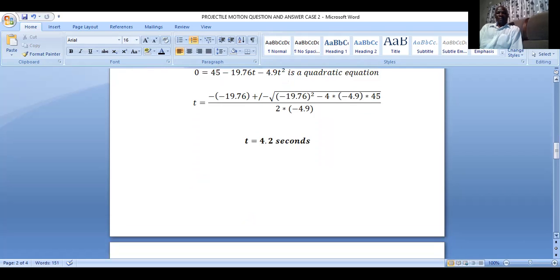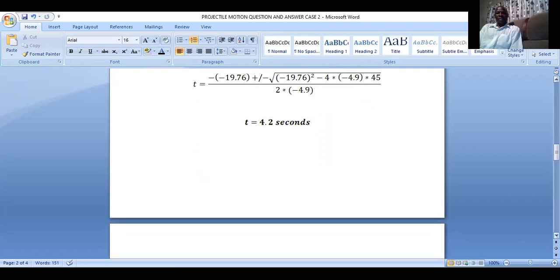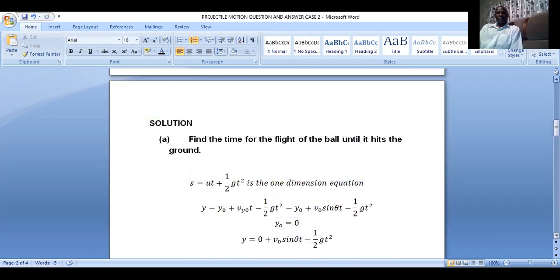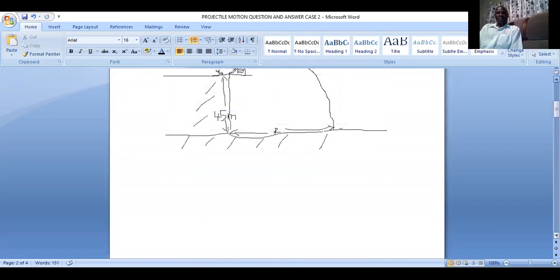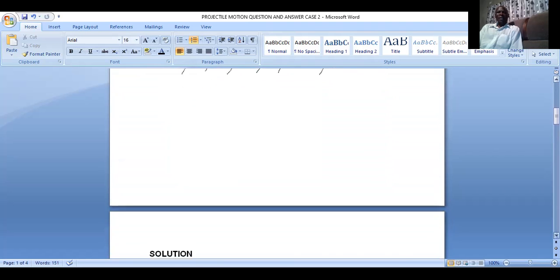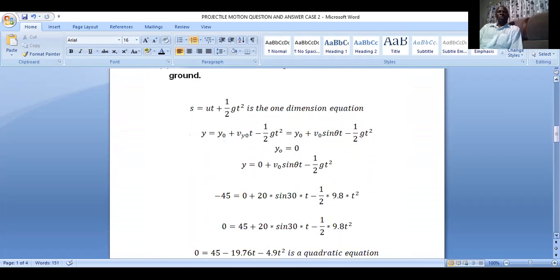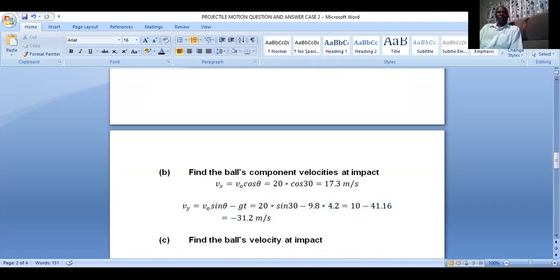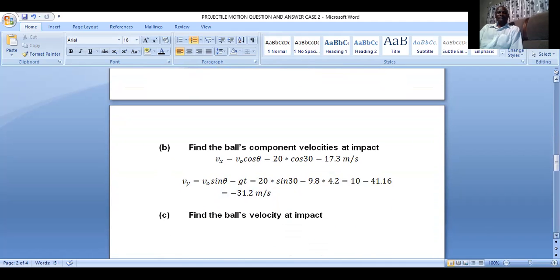So that's the time. It means that we have calculated the time of the flight. That is the time from the point of launch here until the ball hits the ground. So this is the time, which is 4.2 seconds. The second part of the equation, we will look at the component velocities at impact.